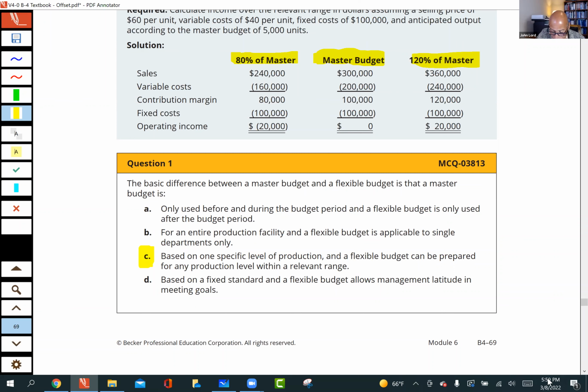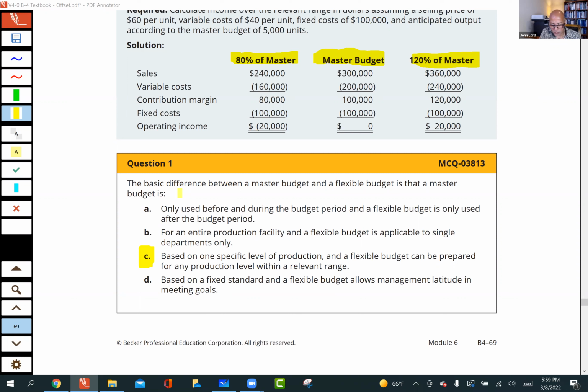But let's just take a look at this question. The basic difference between master and flexible budget is that a master budget is only used before and during the period, and a flexible budget is only used after the budget period. These amounts that you're seeing, 20% one way, 20% the other way, it's still a projection. We're just looking to see, well, what if this happens? This is not comparing it to actual results. We're going to get into variance analysis later.